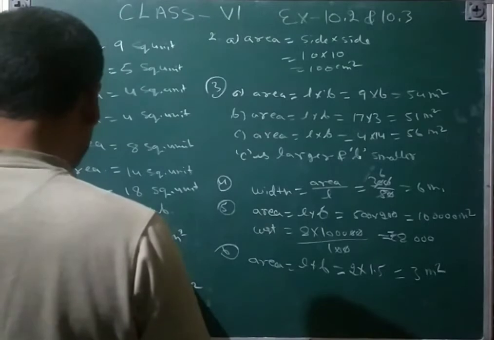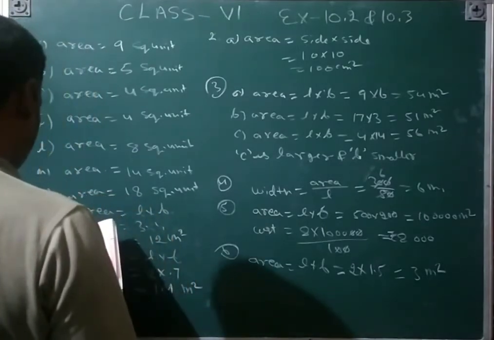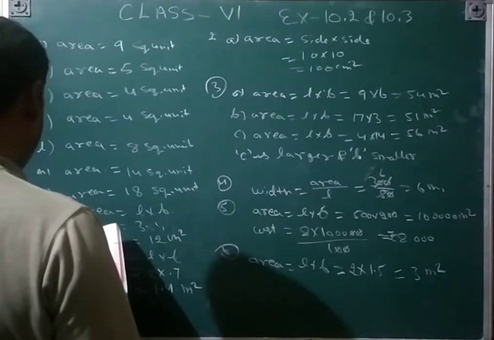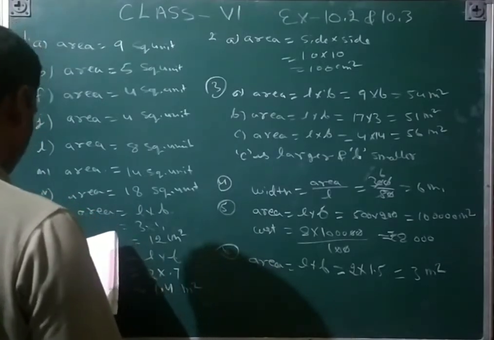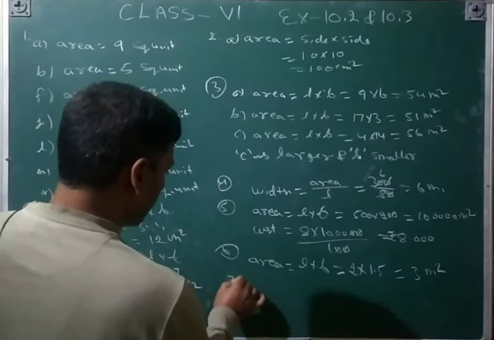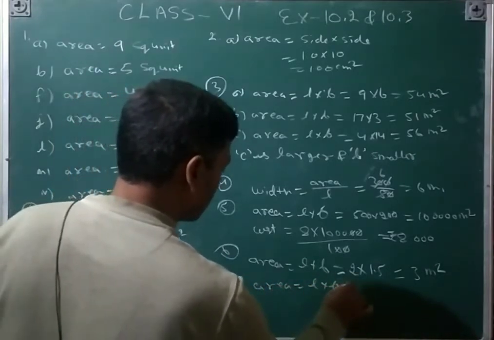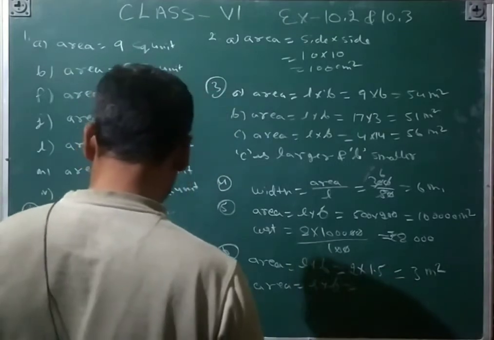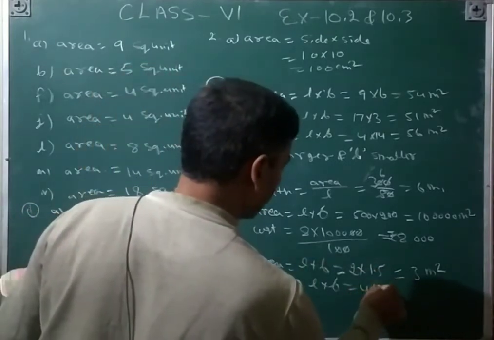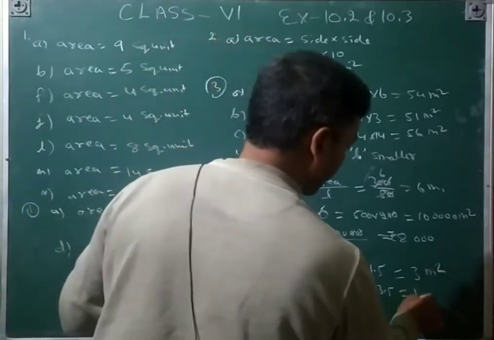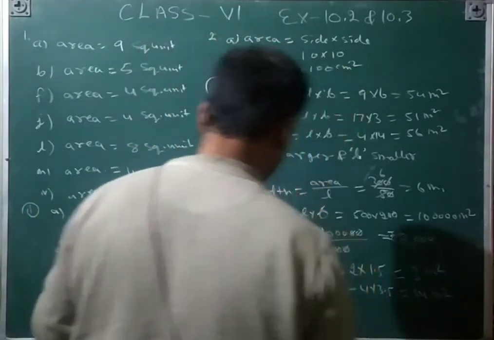Seventh question, a room 4 meter long, 3.5 meter wide, how many square meter of carpet needed to cover the floor of that one? So that is simple. Seventh, area is equal to length into breadth. So that length is equal to 4 into 3.5. So 4 5 ja 20, 4 ja 12, 14 meter square.